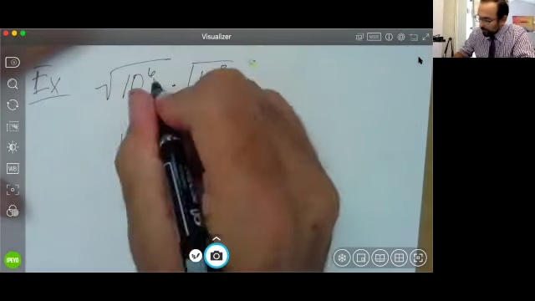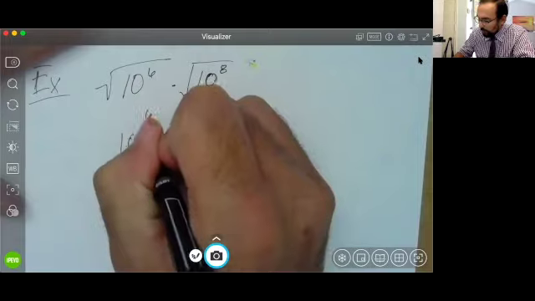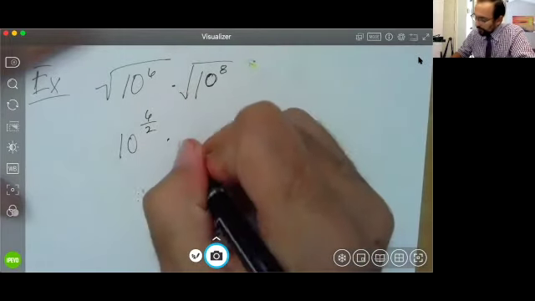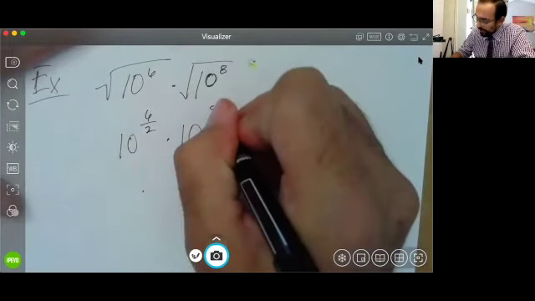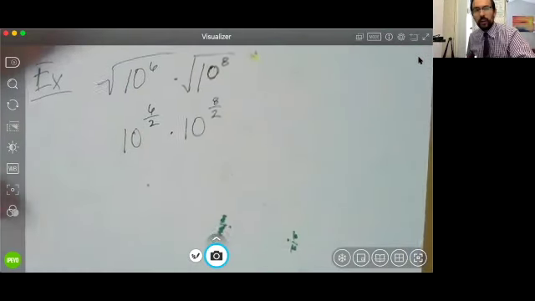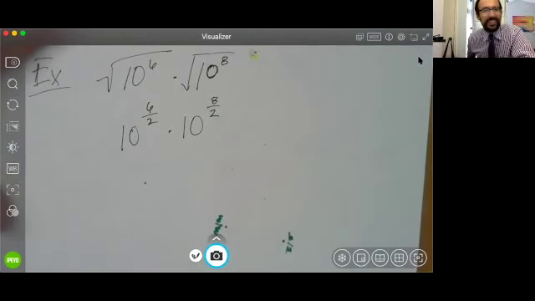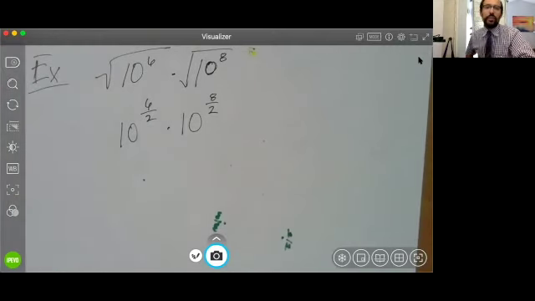So 10 to the power of 6 goes on top, and 2 goes on bottom. And then over here, I have 10 to the power of 8 goes on top, and 2 goes on bottom. Now, I know you guys are going to get to this shortcut in a minute, but I'm going to explain the rest of this without the shortcut.